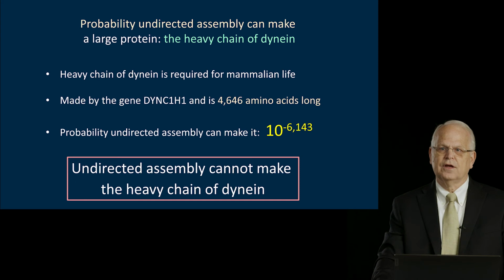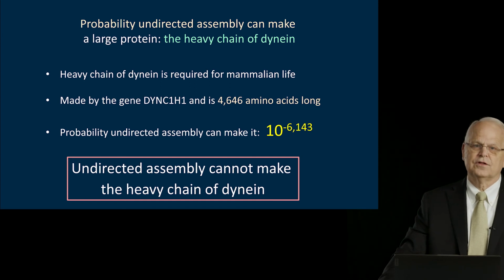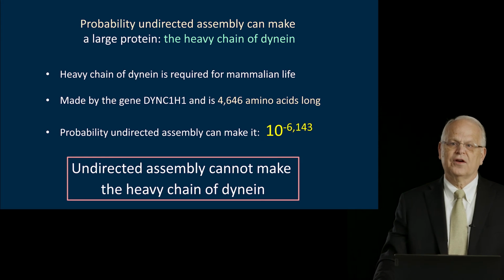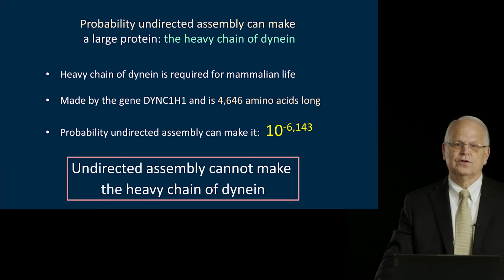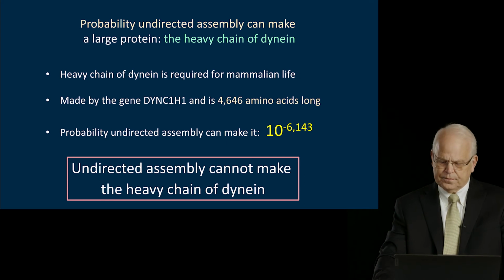protein complex. And it's made by the gene DYNC1H1, and it is not 400 amino acids long, but it is 4,646 amino acids long. Now if we go through the same calculation that we just finished, and we calculate the probability that undirected assembly can make it, the probability turns out to be 10 to the minus 6,143. Undirected assembly cannot make the heavy chain of dynein, and you and I cannot live without it.